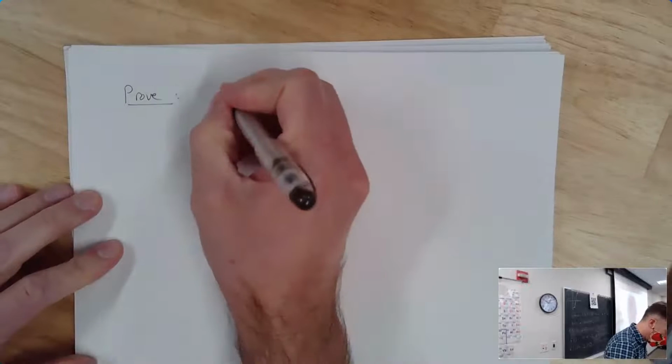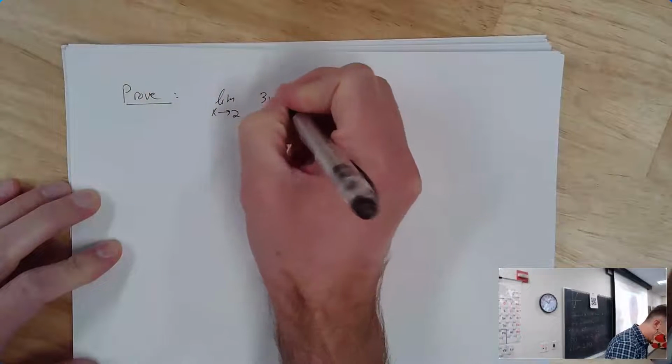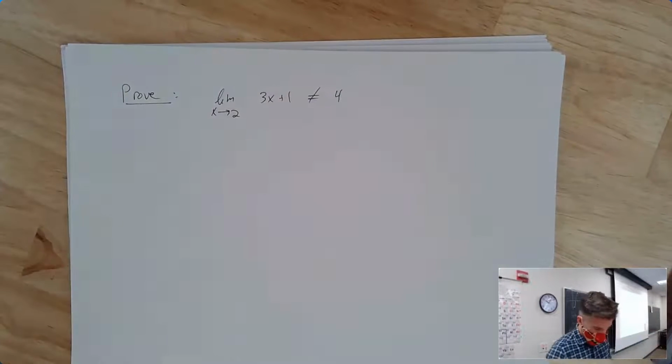We're going to prove that the limit as x approaches 2 of 3x plus 1 is not equal to 4. I think it should be relatively obvious to us that it's not 4, because if you plugged in 2, you get 7. But how do you actually use the precise definition of the limit to prove that the limit doesn't exist, or isn't what we're saying it is?